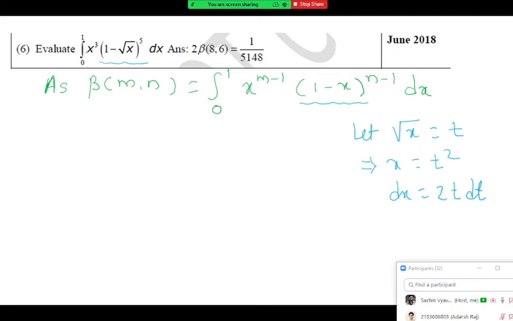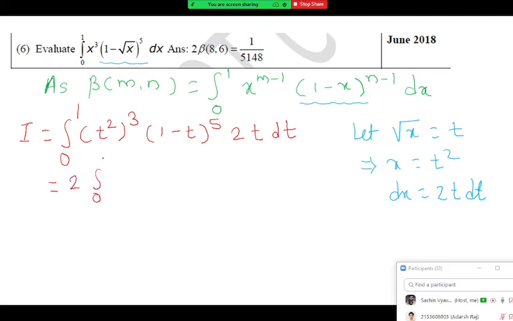The limits will not change. You will observe when x is 0, t is 0, and when x is 1, t is also 1. So the given integral I will become, in terms of t, 0 to 1, the limits the same. The value of x we already observed is t square, so it is (t square) raised to 3. This will be 1 minus t raised to 5, and the value of dx is 2t dt. Now 2 is a constant and can be taken outside the integral sign.